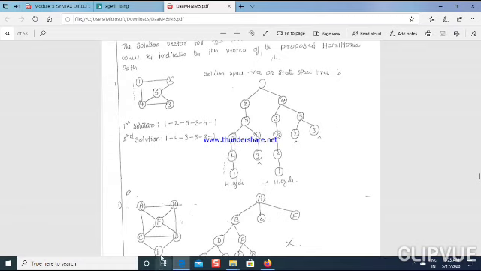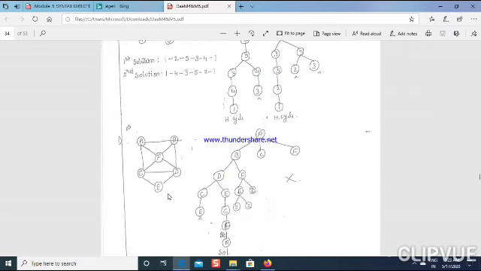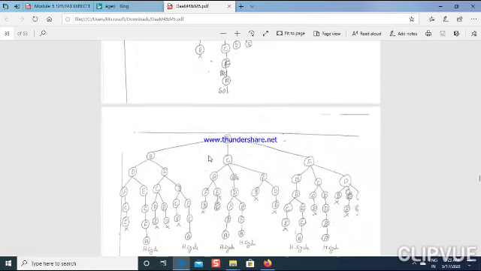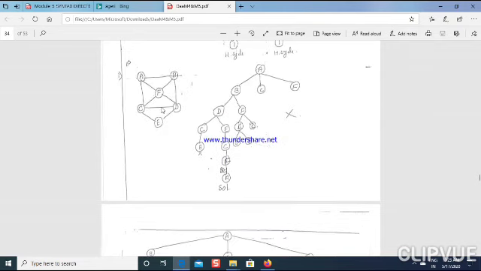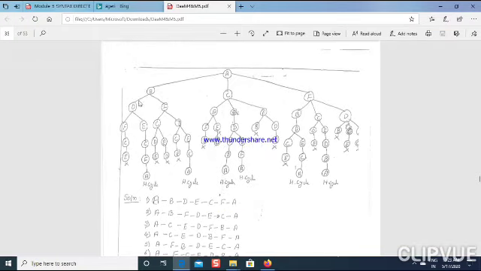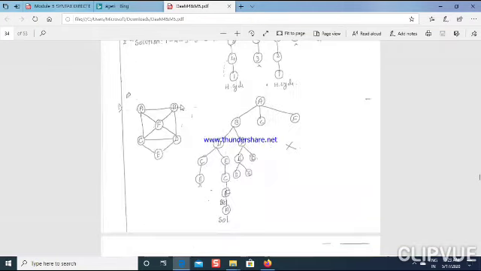Now let us consider this particular graph. It is a little bit lengthy here. So from A there are three options: B, C, F. Again from B you are having A, but A is already visited, so from B it is D and F.